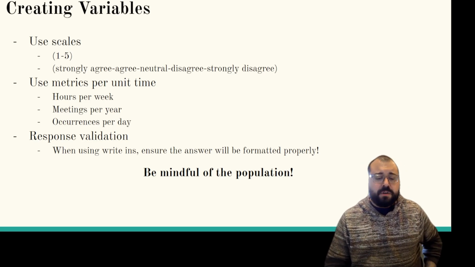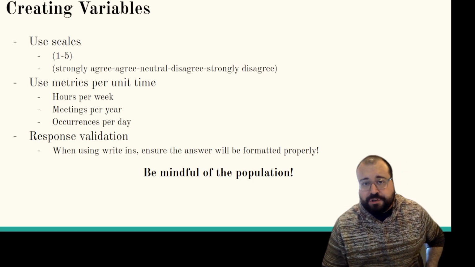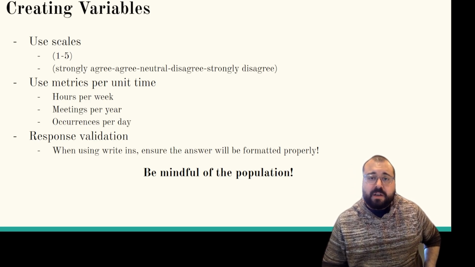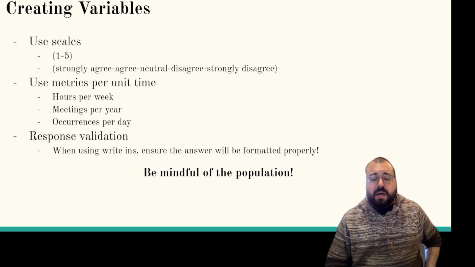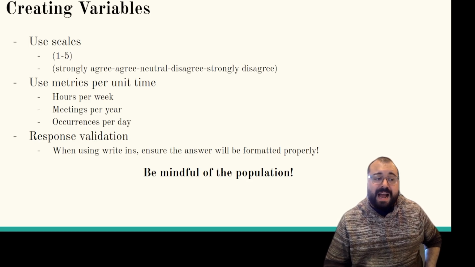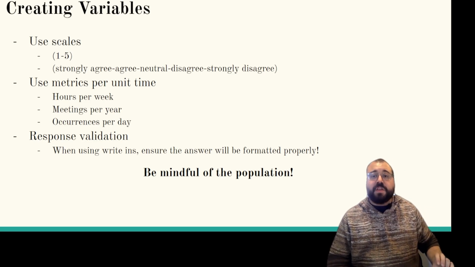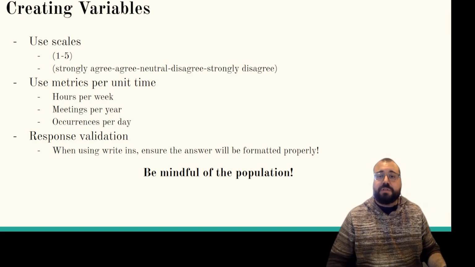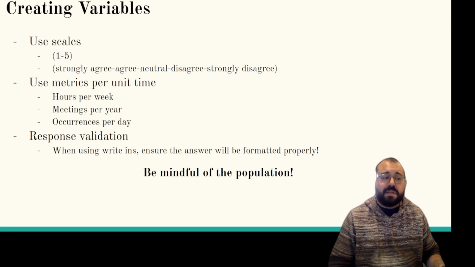So use metrics per unit time when you're doing this, use a write-in question, and use response validation for the write-in questions. If you click on the 3 dots when creating a question in Google Form, there's a little pull-down menu and you'll see response validation there. In response validation, you could say, I want a number. So somebody can't type THREE for 3, they actually have to put the number 3, which is going to make it a lot easier to analyze later on. So make sure you're using response validation for your questions. And again, lastly, be mindful of the population you're surveying, guys.